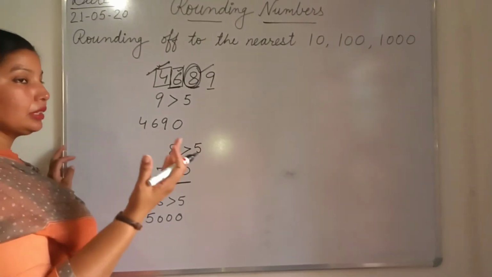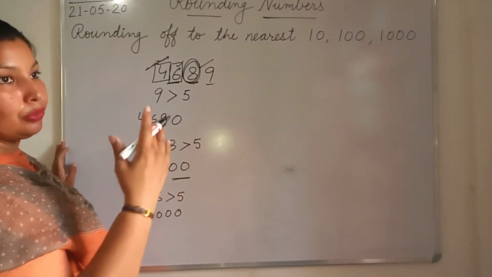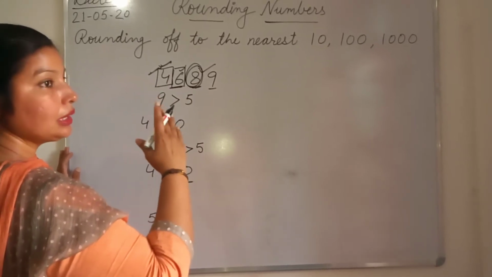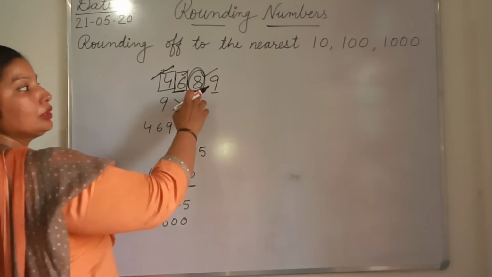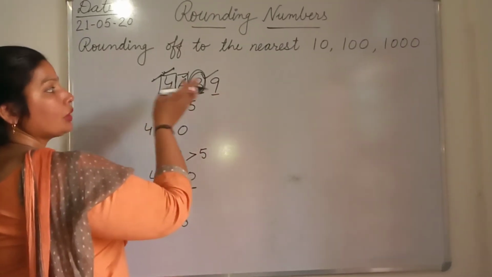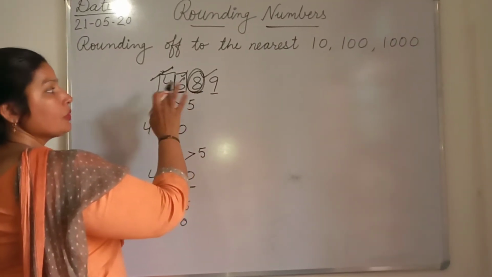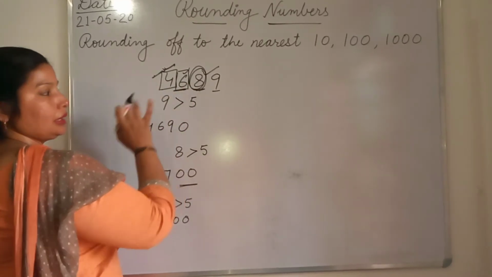We have to check the previous column, the column on the right hand side. That we have to check. Rounding of 10: for rounding of tens we check the ones column. For rounding of 100 we check the tens column. For rounding of 1000 we check the 100 column.